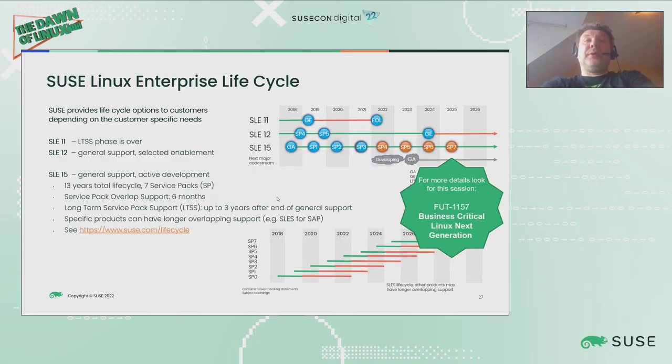SLE 11, 12, and 15 are not the only SUSE Linux Enterprise versions we are currently working on. We have a next big thing called Business Critical Linux Next Generation that is coming soon, and there's a session here that will walk you through it and explain exactly what you can expect there.